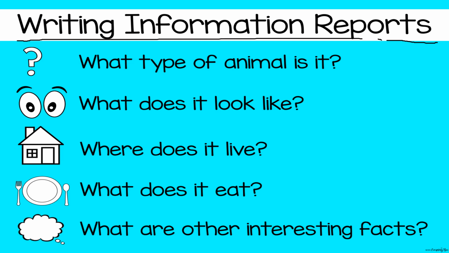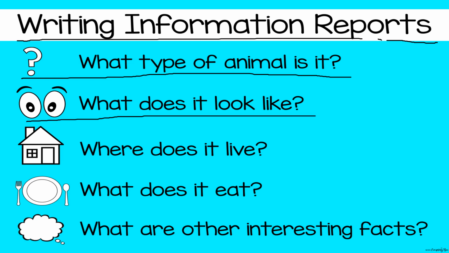So here at the top, you can see we've got the question, what type of animal is it? Remember, that's our classification, and the classification always goes at the beginning of your information report. Now, the next question is, what does it look like? Now, that is when we think about the appearance of the animal. So the appearance explains what it looks like.